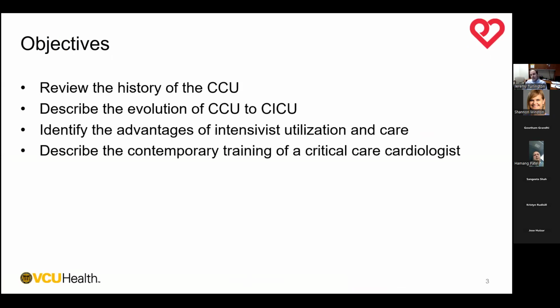Our objectives today, because I'm sure it's riveting at 7:30 in the morning, are, first, to talk about the history of the CCU. You'll come to find that any of these discussions of this evolution and the need for contemporary training of a critical care cardiologist are all based on history, and every paper talks about how everything got started. We're then going to discuss the evolution from what we call a coronary care unit to a true cardiac intensive care unit, which is more all-encompassing. We're going to discuss the potential advantages of having an intensivist and how that helps with utilization and care of patients. Spoiler alert, there is some benefit to it, and obviously I'm a little biased. And then finally, we're going to describe the contemporary training model of a critical care cardiologist.